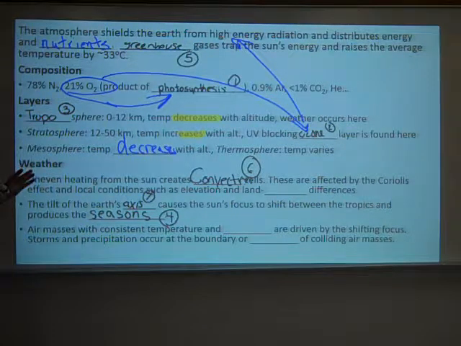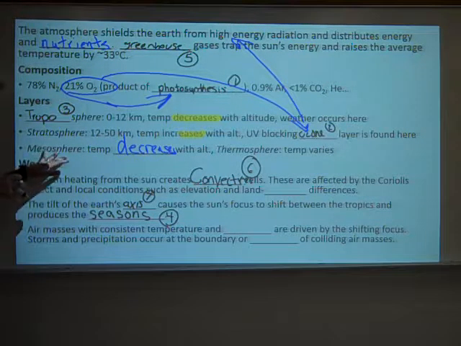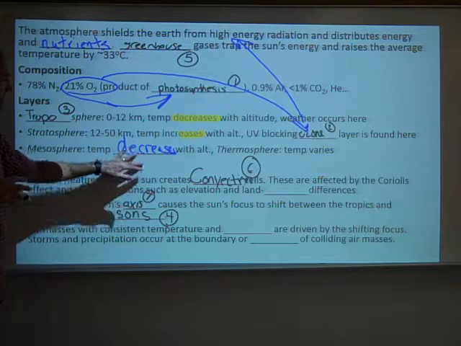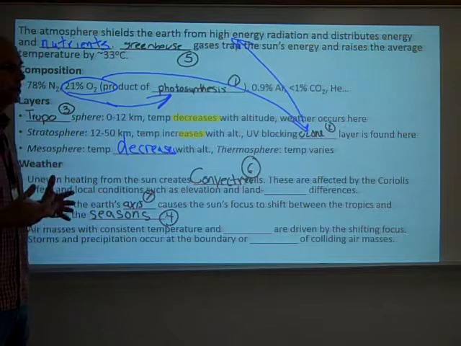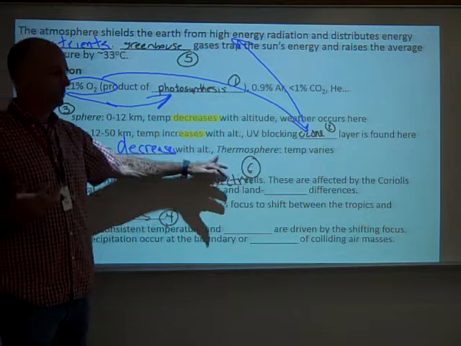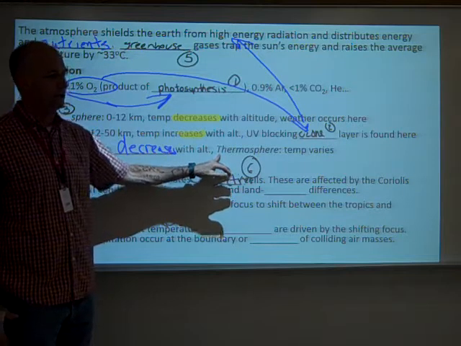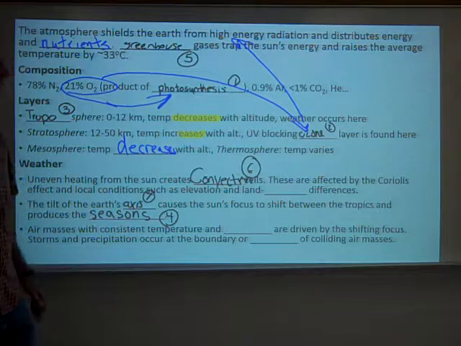Honestly, not being a meteorologist, I really don't know what the temperature change in the mesosphere comes from, why it starts to get colder as well. And maybe it's just because you're getting close to being in outer space. When you hit the thermosphere, you're pretty much in outer space. There are very few molecules around there.